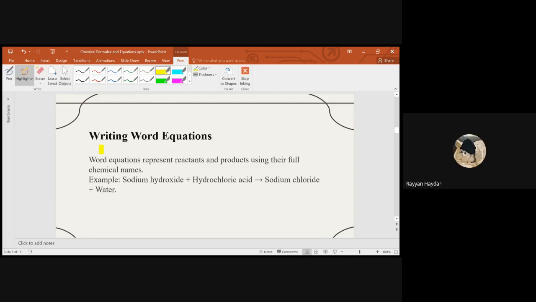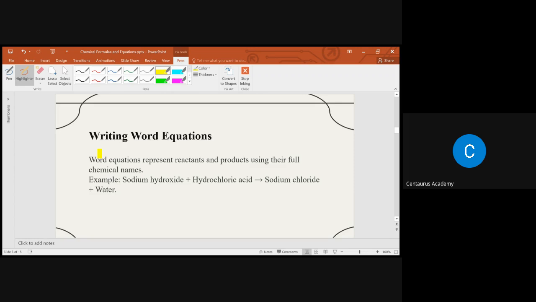Yes, miss. Okay, when we're writing equations, there are different sorts of equations. For instance, you would be asked to write down either a word equation or a chemical symbolic equation. When a word equation is asked, you simply have to mention the names of the reactants and the products. You have to represent them using words. Their full chemical names are to be represented.